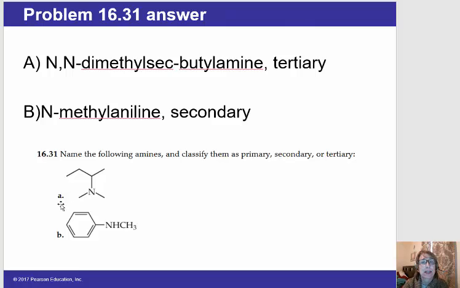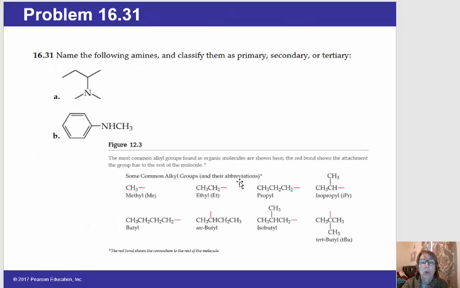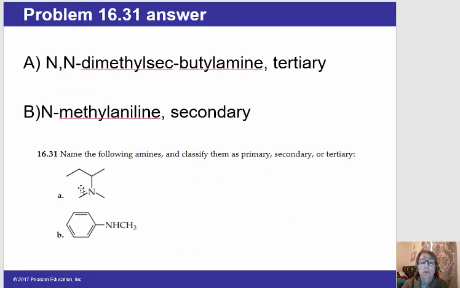So A, we can see that it is a tertiary amine because it's bonded to 3 carbons. And we know 2 of them are methyls, but this other group has 4 carbons and it's bonded to the nitrogen in the 2 position. So when that is the case, that group is known as a sec-butyl. So this first structure is known as N,N-dimethyl sec-butylamine, and it is tertiary.